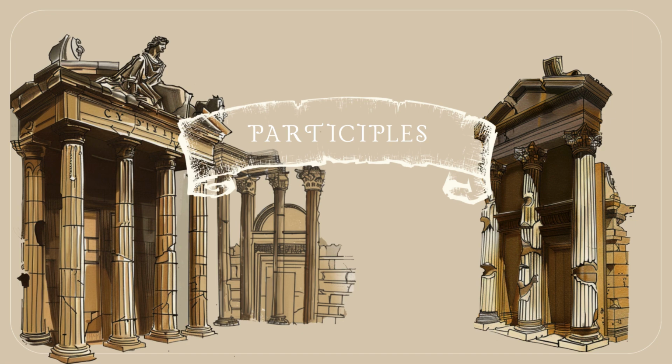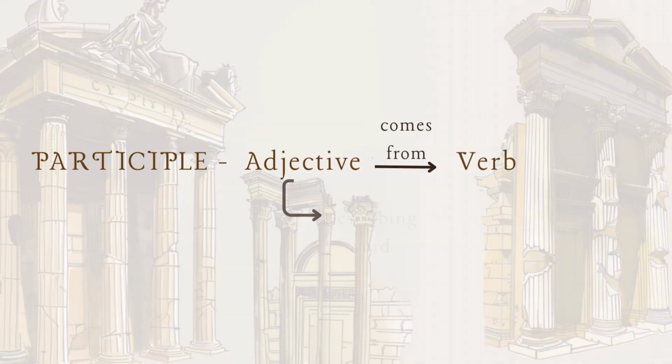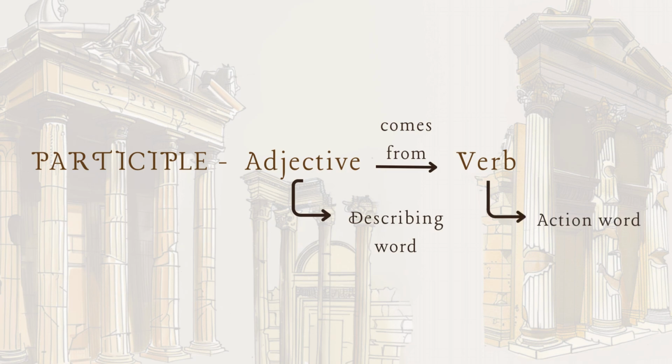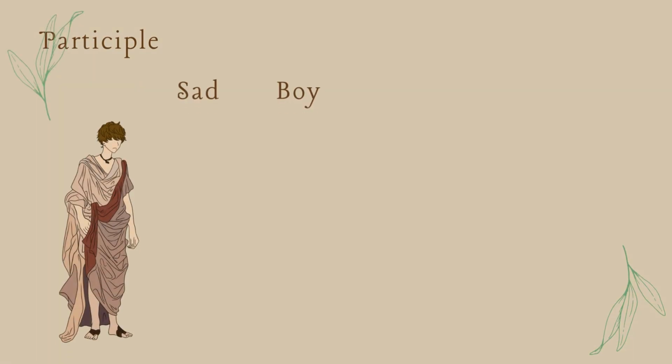In this video, we are going to focus on participles. A participle is an adjective which is formed from a verb, meaning that it describes something as doing an action. Take the sentence, "the sad boy," for example. The word sad is an adjective because it describes a noun.